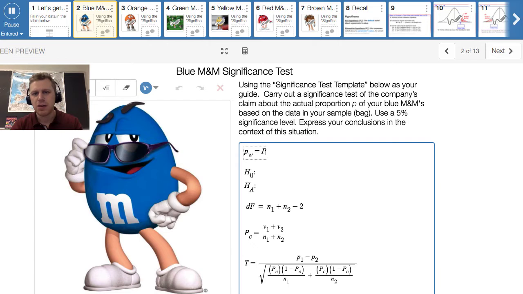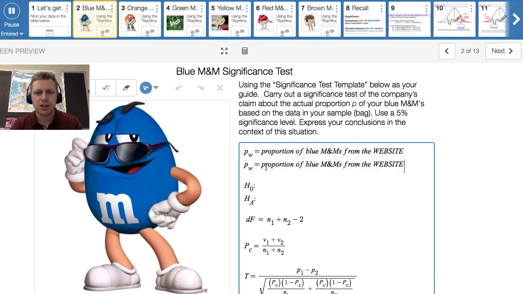That's going to be the ratio, or we'll say proportion, of blue M&Ms from the website, hence why I use the W, right? And I want to compare that to PS, which will be the proportion of blue M&Ms from our sample, all right? And we already know a lot of information about both of these.